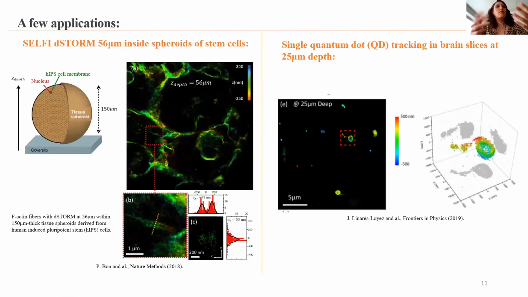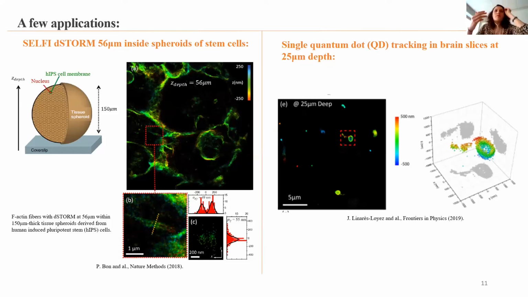Other examples of applications with SELFI are combining again STORM and SELFI to image up to 56 microns inside spheroids of stem cells, achieving around 50 nanometers of precision, and also using SELFI for single quantum dot tracking in brain slices up to 25 microns of depth.